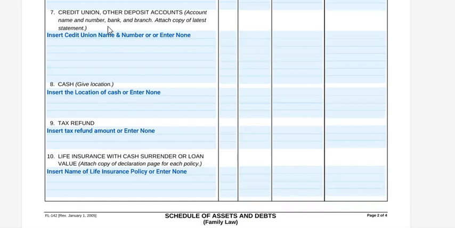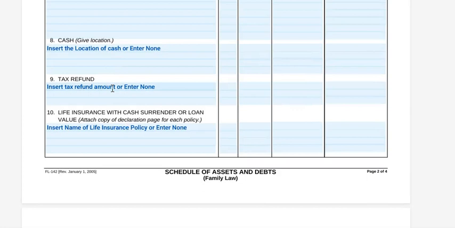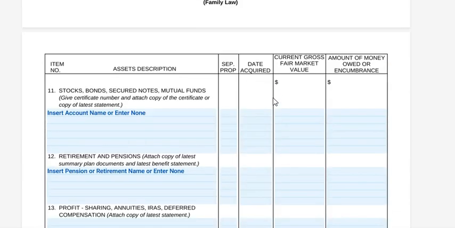Same thing with credit union. You'll put none if you don't have any. You're going to list that information out and attach a copy of the latest statement. You can list any tax refunds you're going to receive, any tax you have on hand, and the life insurance policy you have. You're also going to attach a copy of the declaration page for each policy. Complete these fields as indicated in my previous example as well.